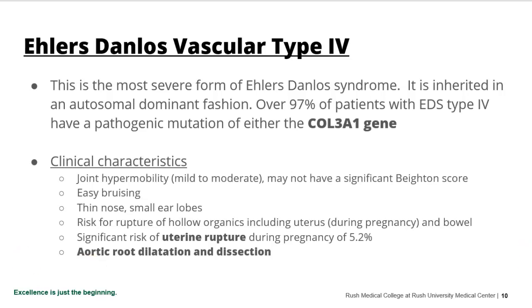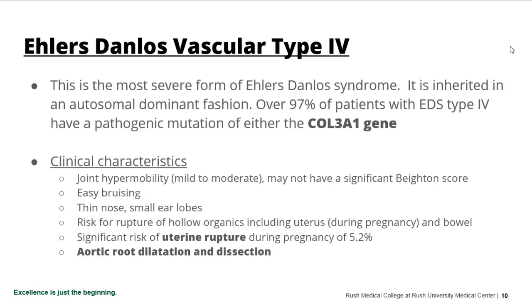Ehlers-Danlos 1 isn't, to me, a really scary disease, but Ehlers-Danlos type 4 is a scary disease to me. This is the most severe form of Ehlers-Danlos syndrome. There are actually 11 different types of Ehlers-Danlos syndrome. I'm only going to ask you to know about 1 and 4. It's inherited in autosomal dominant fashion.